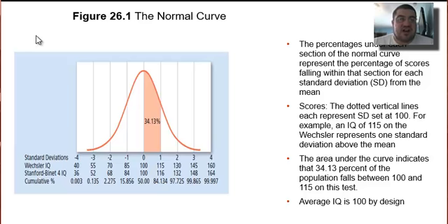So the standard deviations are the little vertical lines on this chart, and each represents a standard deviation set at 100. So the average away from 100, an IQ of 115 on the Wechsler scale represents one standard deviation above the mean. And then we can measure how far away your score is from the average. The area under the curve indicates that 34.13% of the population falls between 100 and 115 on this list. And the average IQ on these tests is 100 by design.